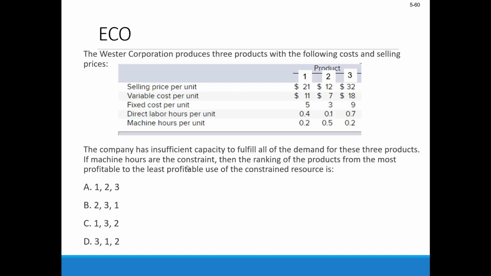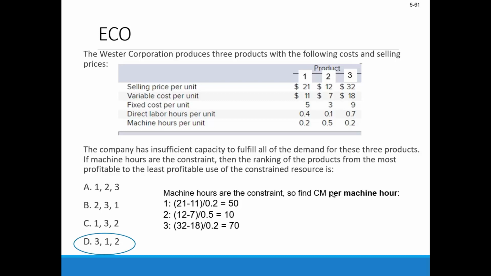Again, machine hours are the constraint. So if machine hours are the constraint, the answer there is D. And how we can go about finding that is taking the contribution margin per unit of product divided by the machine hours required to produce 1 unit to find the CM per machine hour.